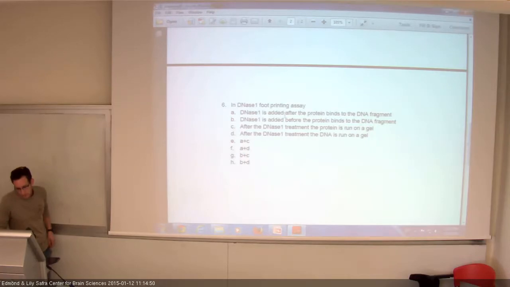Okay, so A: DNase is added after the protein binds, right? What would happen if you added the DNase before the protein? Exactly. The DNA would already be fragmented and there would be no difference between the control, for instance, and with or without the protein. Okay, so A is true.